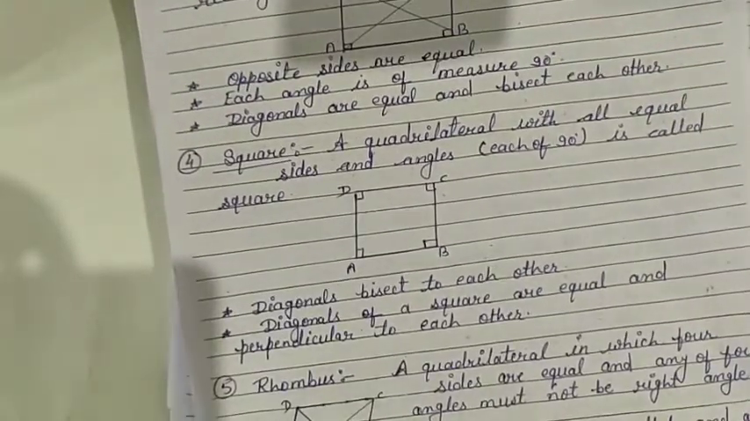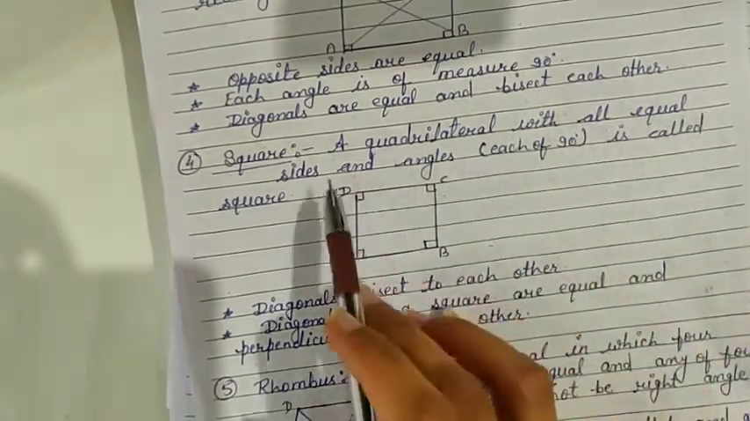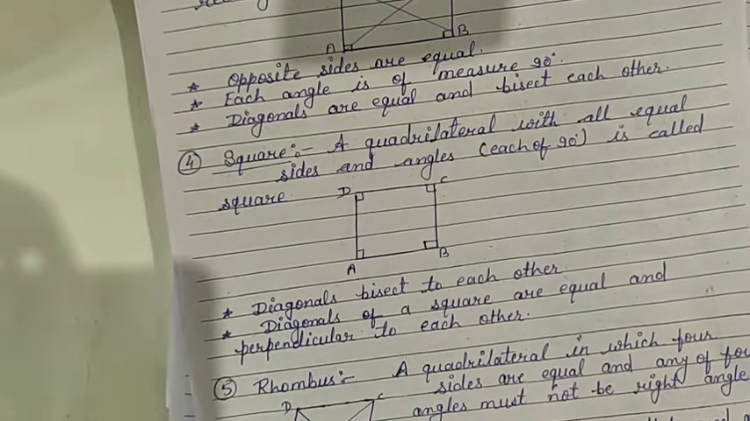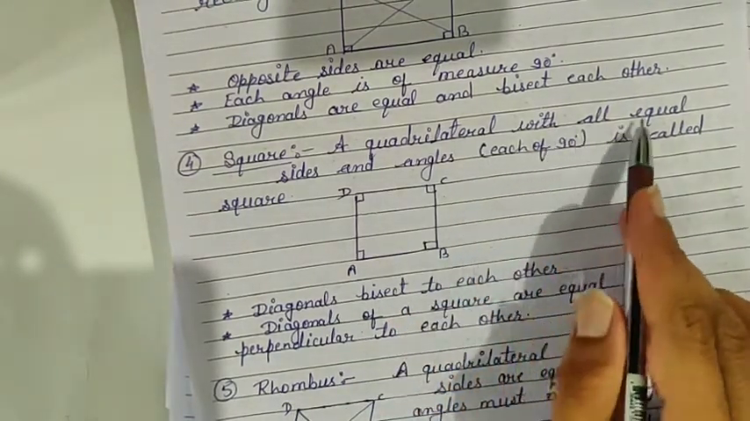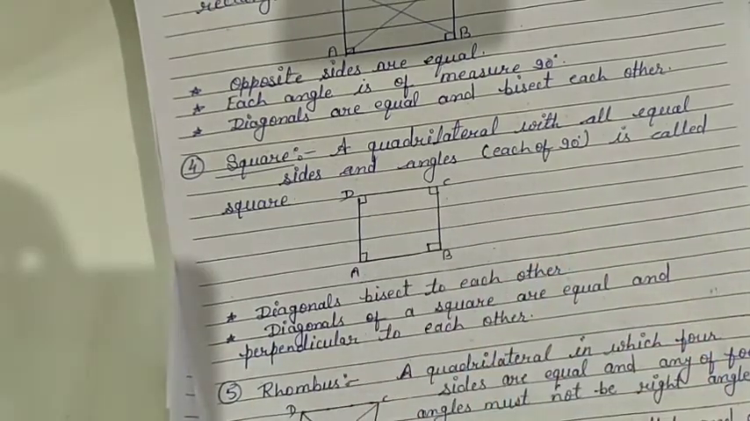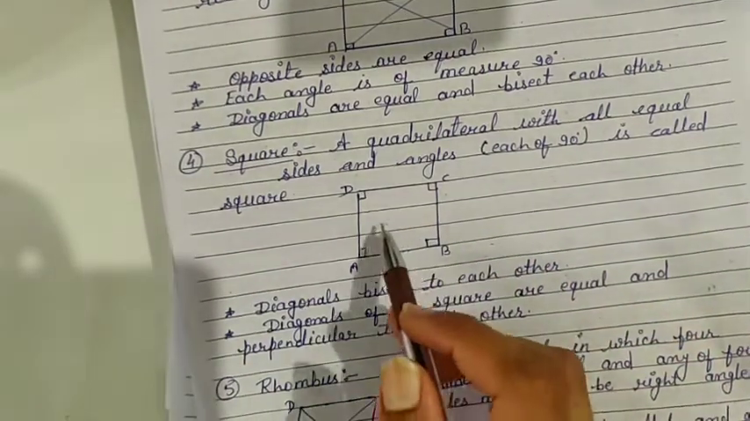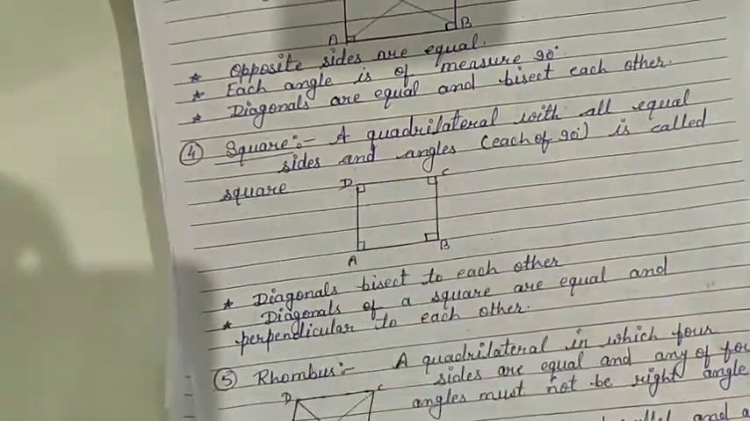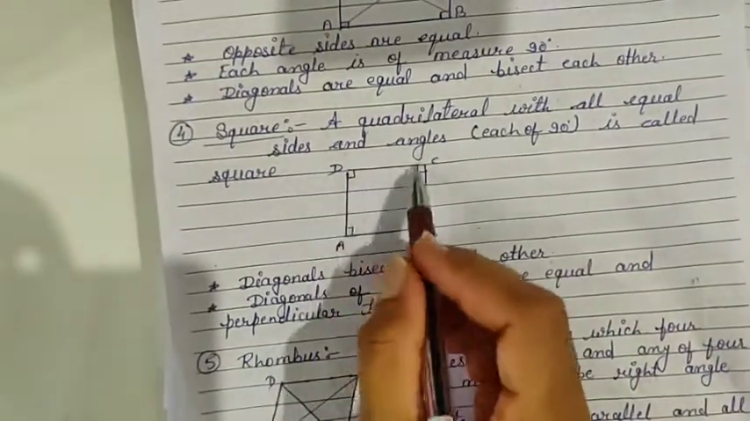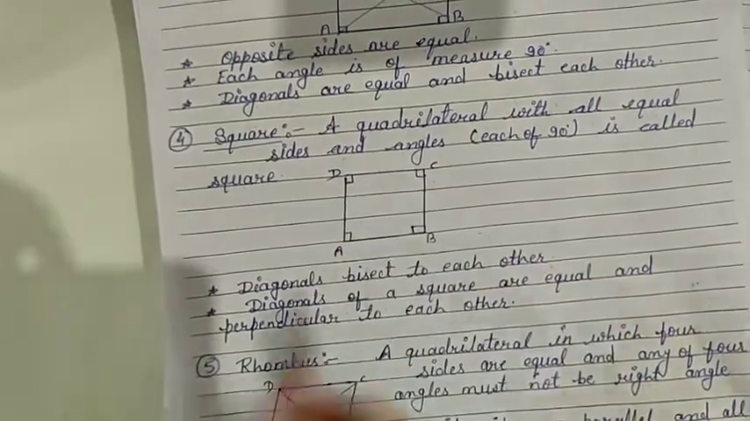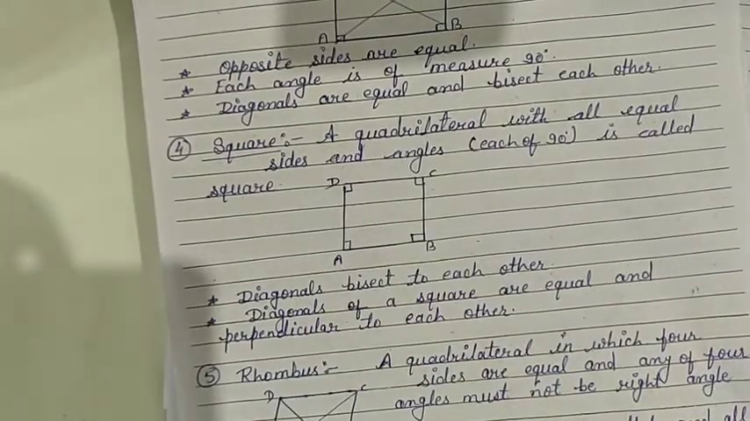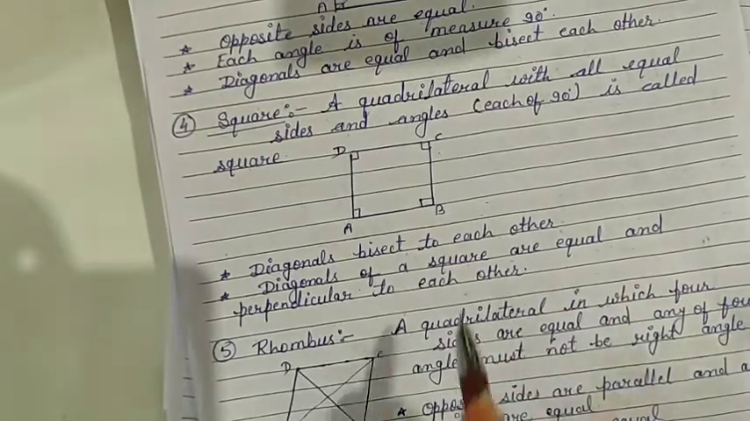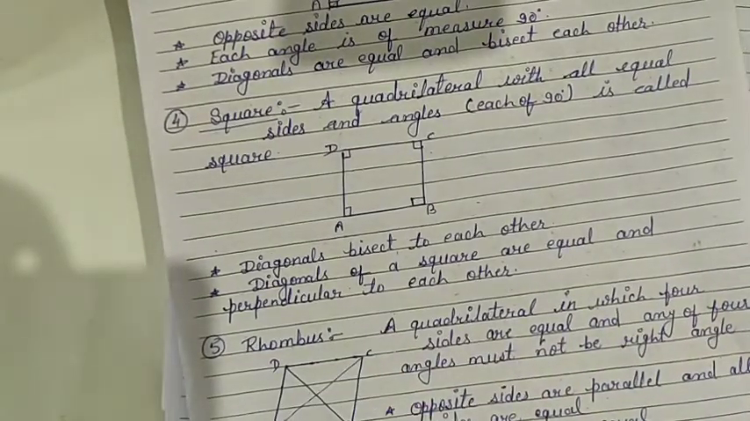Now, square. A quadrilateral with all equal sides and each angle 90 degrees is called a square. So this is a diagram of a square. In this diagram, AB equals BC equals CD equals AD, and AB is parallel to CD and AD is parallel to BC, and each angle measures 90 degrees. Diagonals bisect each other. Diagonals of a square are equal and perpendicular to each other.